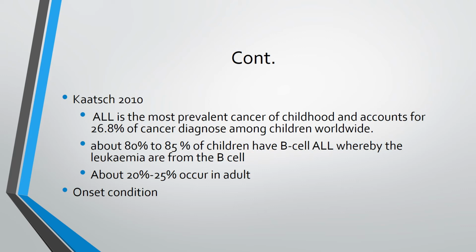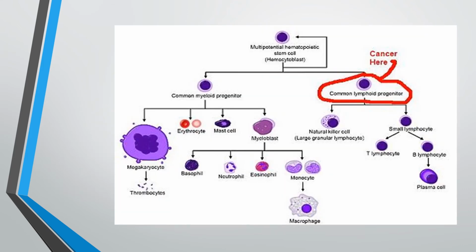From a previous study in 2010, acute lymphoblastic leukemia is the most prevalent cancer of childhood and accounts for 26.8% of cancers diagnosed among children worldwide. About 80 to 85% of children have B-cell acute lymphoblastic leukemia, whereby the leukemia arises from the B cell. And about 20 to 25% occur in adults. This is where the cancer starts, at the common originator.